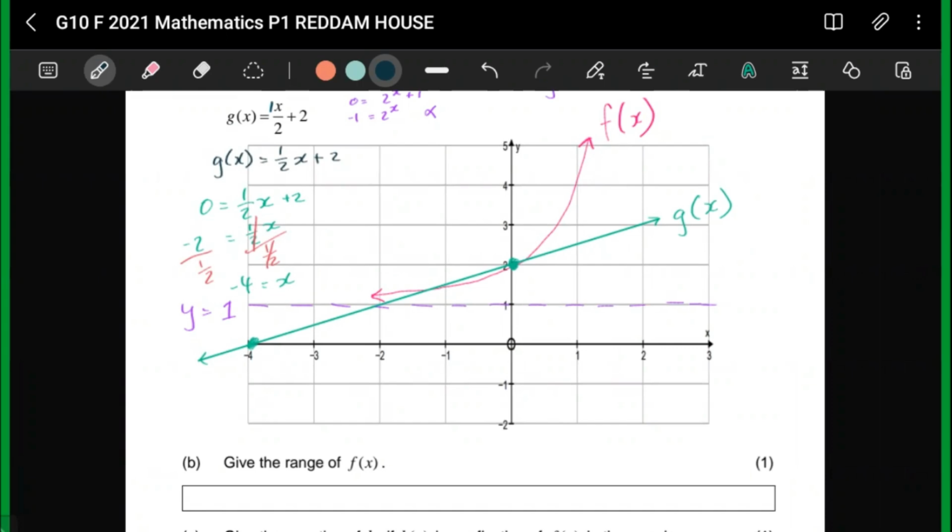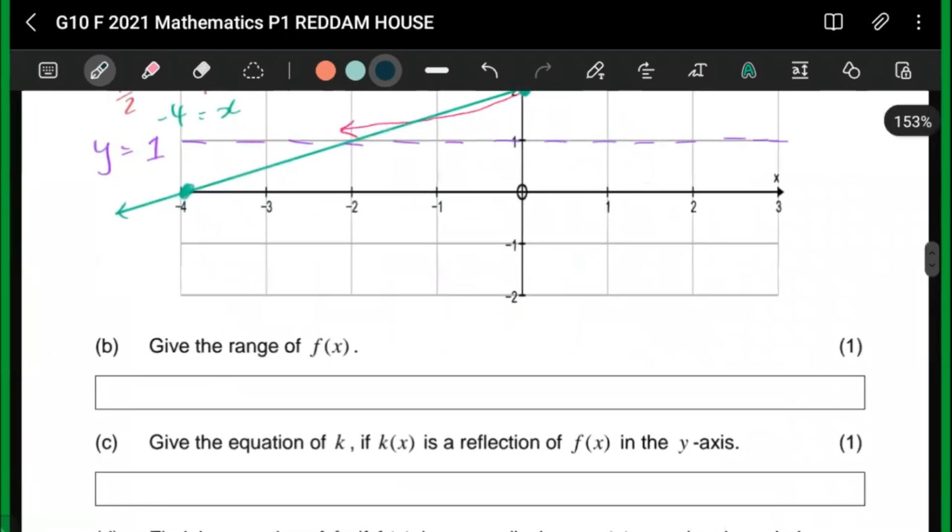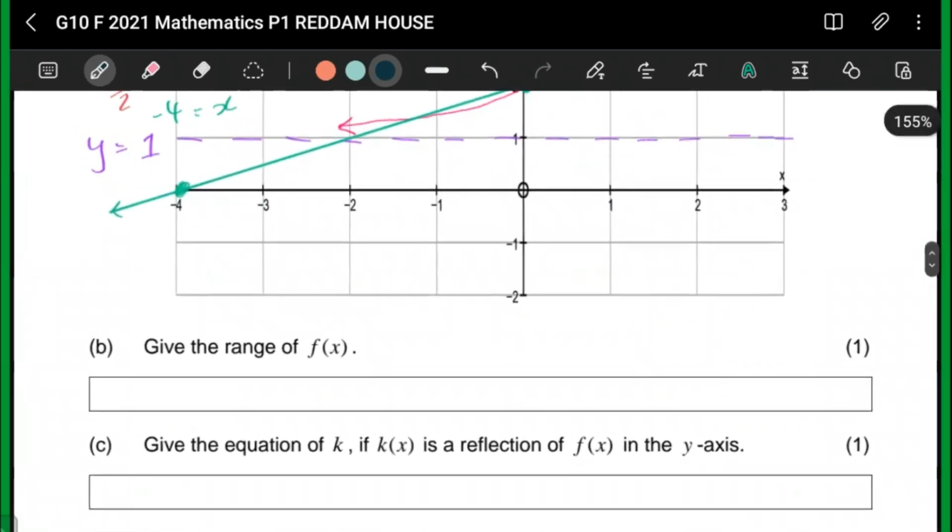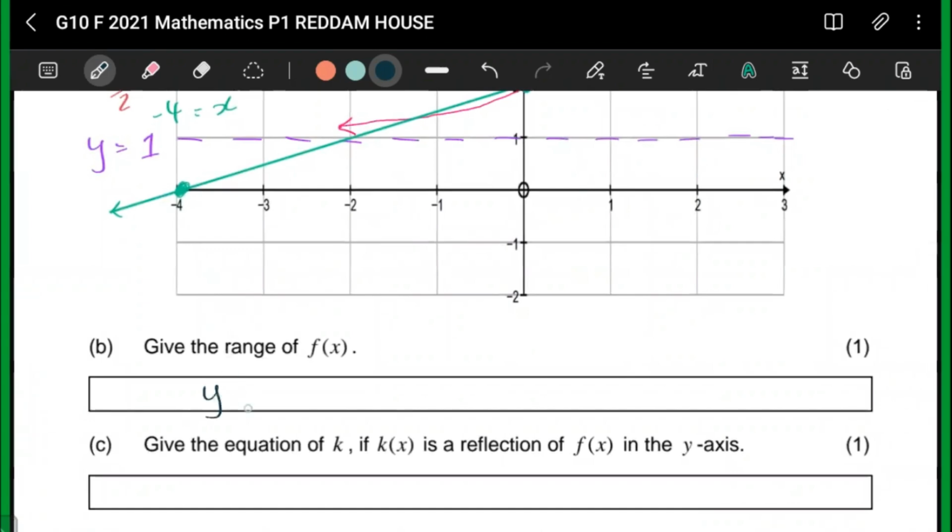the asymptote is a positive 1. It means that that's the first y value the graph does not touch. It does not touch positive 1 and anything below positive 1. The only y values that this graph has is everything above positive 1. So when they ask for the range of f, you're going to have to say your y values are bigger than positive 1. So that's that for that range question.